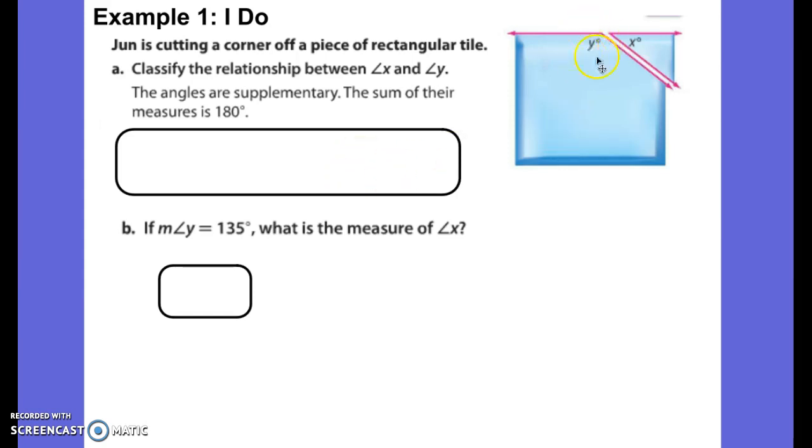So if this angle right here is 135, you're looking for X. This is where you're going to set up your equation. X plus 135 equals 180. At this point in the year, we shouldn't have to tell you how to solve this. You should automatically know how to solve this. And so your answer should be X is equal to 45 degrees.